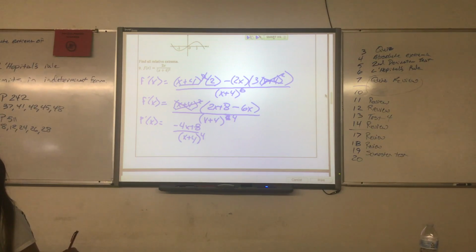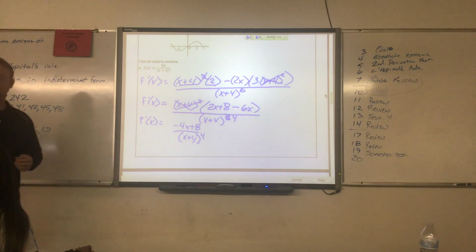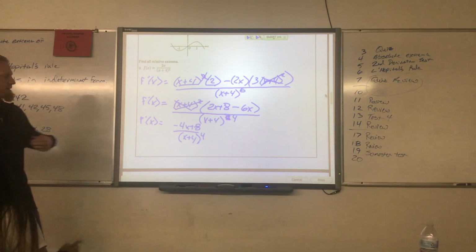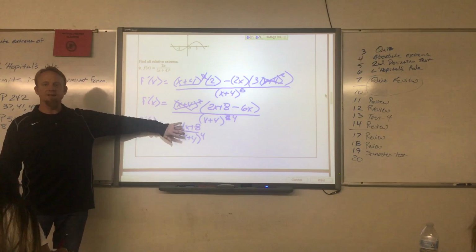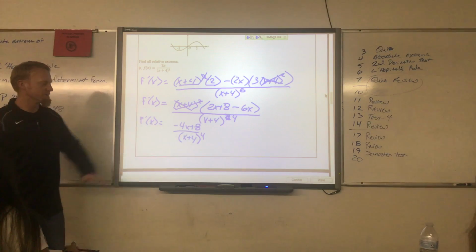Okay, so what are my options from here? I need to set it equal to 0 and get my critical points. After I get my critical points, what are my options? Second derivative to do the second derivative test, or sine line. Look at what you've got here. Is it going to be easy to do the second derivative? No, so I want to do a sine line.